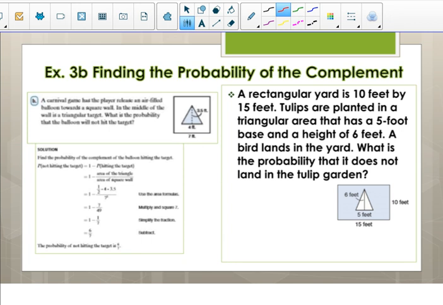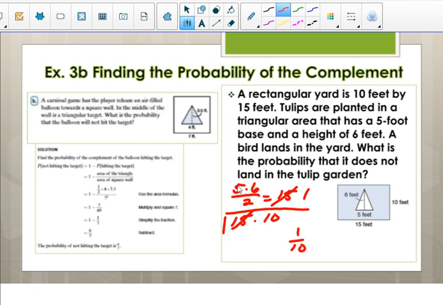Okay, so I need to find the area of the triangle first. So area of a triangle is base times height divided by 2. So the base is 5, the height is 6, divided by 2. That will give me 15. This is all over the area of the rectangle, which is 15 times 10. And I know that the 15s can cancel each other off. So that gives me 1/10. So 1/10 is the probability that it lands in the tulip garden.